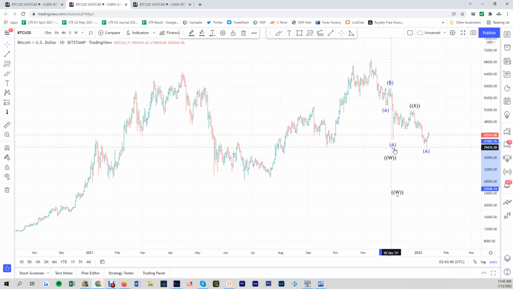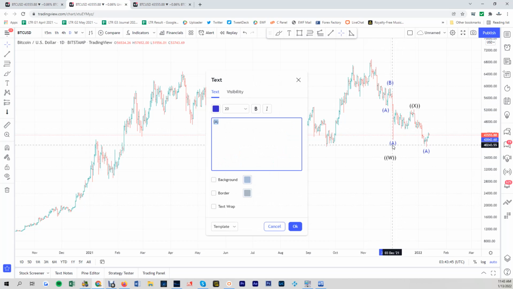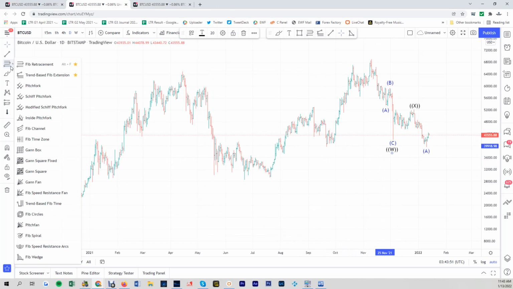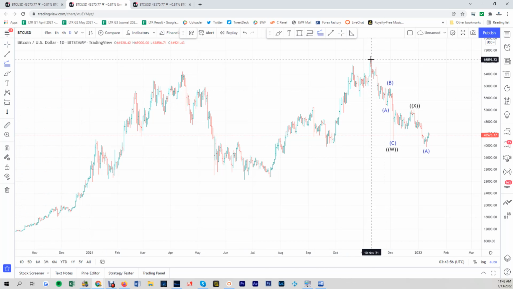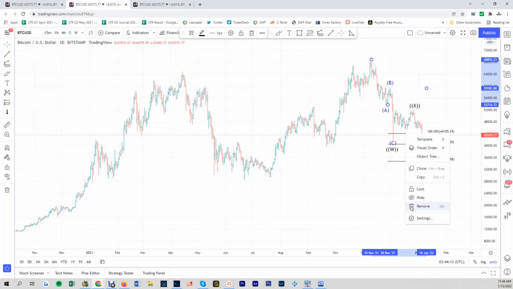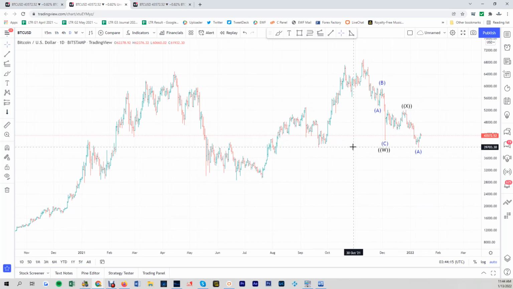So what we have here is a 3-wave pullback ABC that found support exactly at the 100% if you measure the extension. Right here from the peak in November last year, we got exact support from the 100%. So you got this rally, but then the rally fails and it goes down again. It breaks below the low. So then you have a 1 2 3 4 5 swing, which is an incomplete sequence for a 5 swing. So then potentially we can continue to go down.